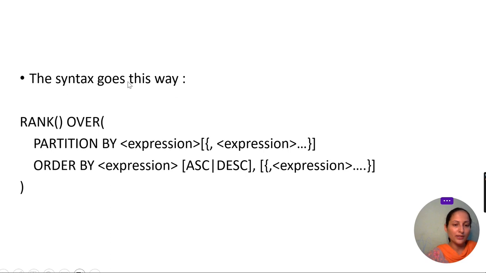We have two parts, one is partition by and the other is order by. Both of these keywords are followed by expressions, and there are multiple types of expressions. Partition by and order by are followed by some expression. It may be one expression or a number of expressions.